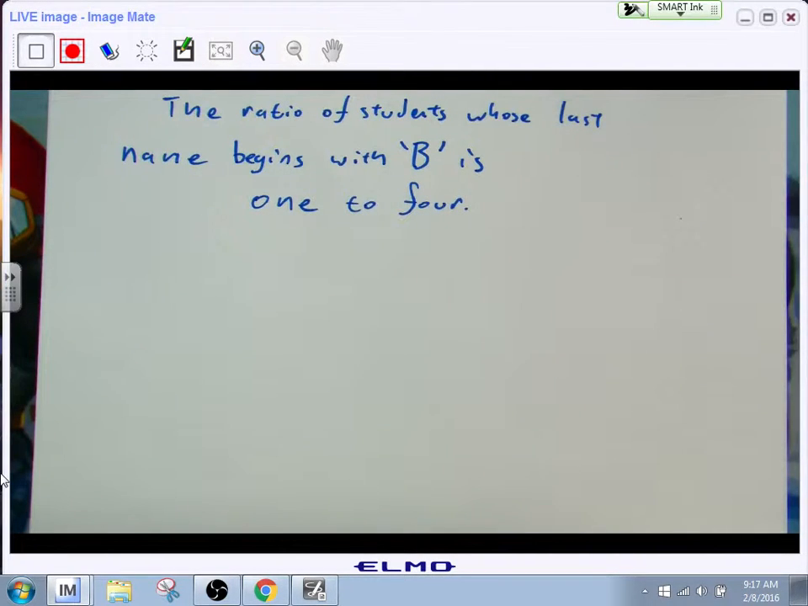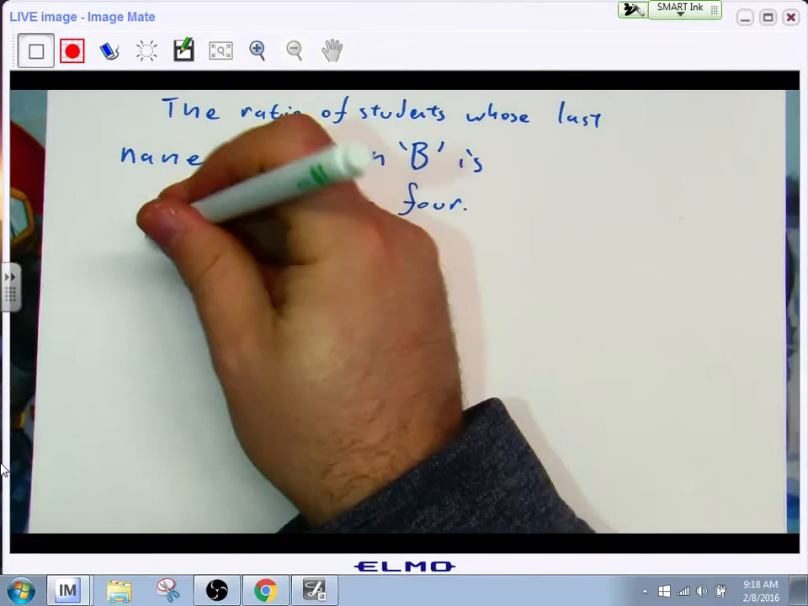It's 1 to 4. What do I mean when I say it is 1 to 4? If you take a group of 4 students, there's going to be 1 student with the last name of such as B. Yeah. And viewing it as a whole, now it's not always true. Like I could randomly pick 4 students and none of them will have the name B. I could randomly pick 4 students and all 4 of them could have the name B. But as a group, 1 in 4 of us has the last name that starts with B.